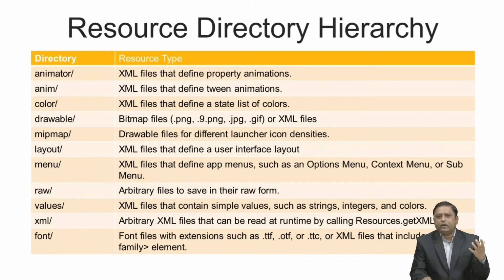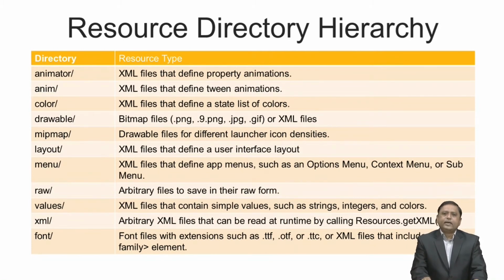Then if our app uses a menu, context menu or option menu, we can store the XML files which define the app menu, such as option menu, context menu or submenu. This kind of file we can put inside the menu directory. Then there is the raw directory. Raw directory stores arbitrary files to save in their raw form. The next directory is the values directory. It stores XML files that contain simple values such as strings, integers and colors.